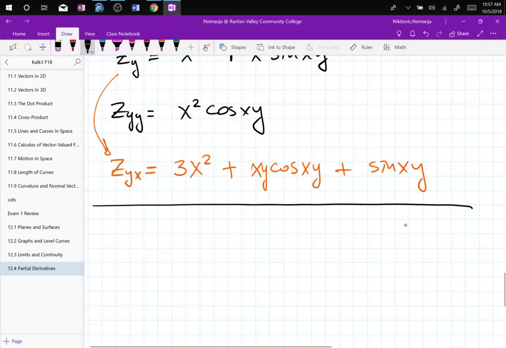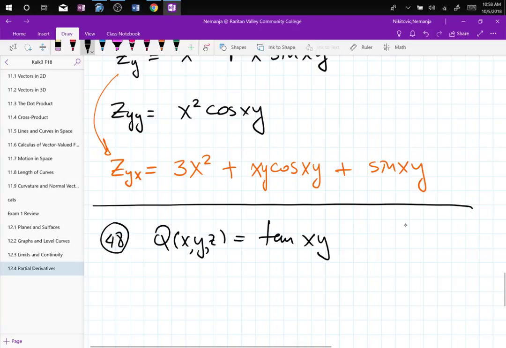Some of them are symmetric, so that's really cool. We can do 2 problems quick. 48 is going to be insanely quick. It says that q of xyz is given as a tangent of xyz. This is a symmetric function. All I need to do is to find one partial derivative. The rest are just going to fly out.